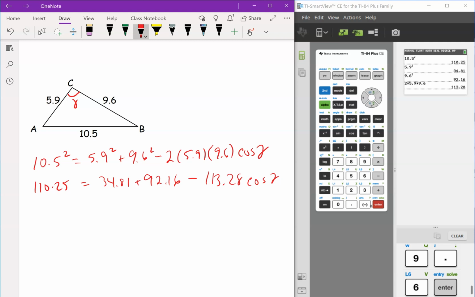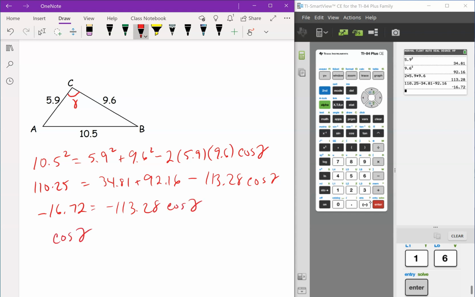We need to subtract these two values to the other side. So 110.25 minus 34.81 minus 92.16 gives us negative 16.72, and the negative is important here. Both of those have a negative, so if I divide, our cosine of gamma is approximately 16.72 divided by 113.28. I should have divided by the negative, so I'm going to make it positive: 0.1476, rounded to 4 decimal places.